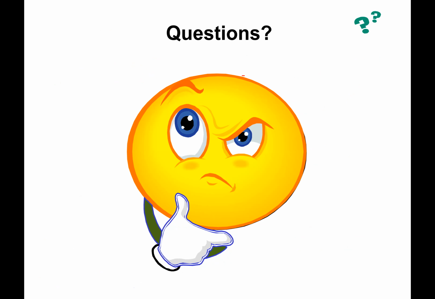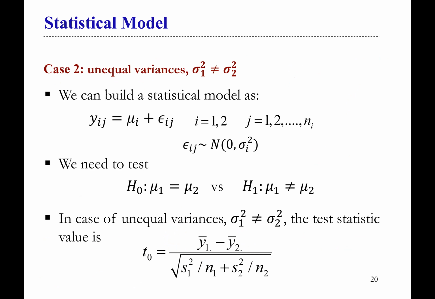The test statistic, will it change? And the degree of freedom, will it change? And we will see if anything else changes. So the second case, which is unequal variances, sigma 1 squared doesn't equal sigma 2 squared. Let's see whether the statistical model will change or not.